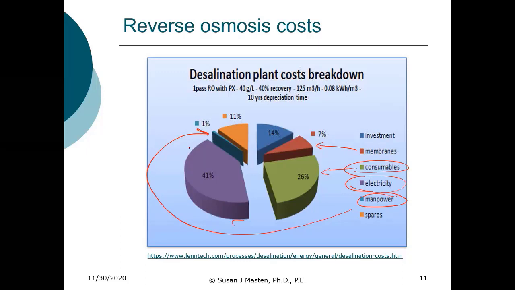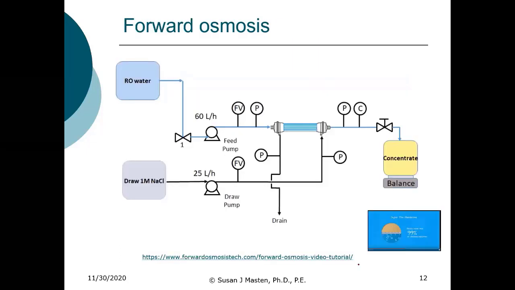Membrane replacements, consumables such as chemicals, and electricity are your major costs. Now, you'll also hear about forward osmosis. This is an attempt to get around the pressure requirements on a regular reverse osmosis membrane. So instead of applying pressure, what they're doing is using a concentration gradient.